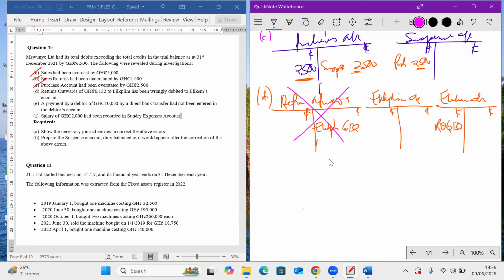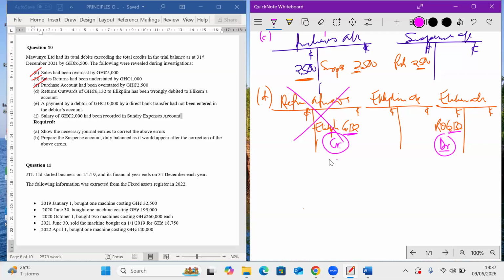Also, because there is a debit entry, there's a credit entry in the correct account. Do you get the correction of error? Yes. So in the correct account, there was a credit entry, the same amount. In the wrong account, Elecam account, there was a debit entry, the same amount. So it will not be a problem.